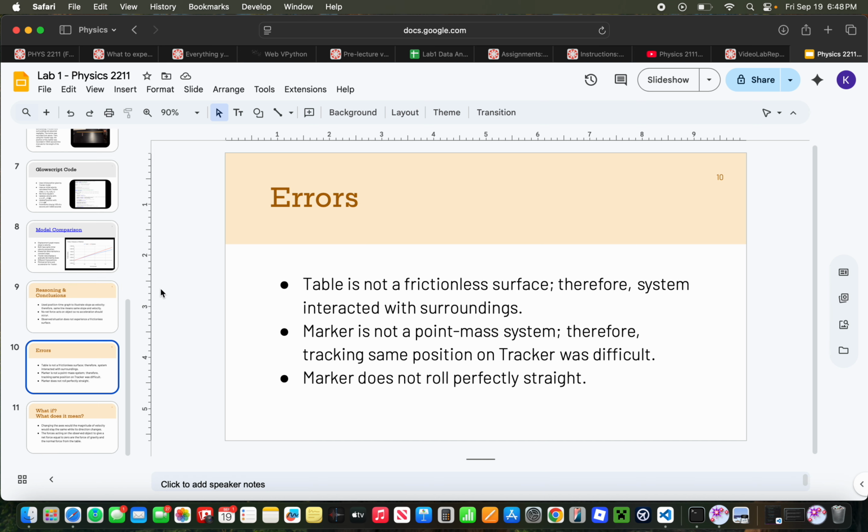And so the errors we had is the table is not a frictionless surface, therefore our system interacted with its surroundings and we had friction. And the marker is not actually a point mass system, therefore tracking the same position on the marker every time interval was difficult. And then the marker does not roll perfectly straight, as it has a little bit of a flared end, so we could have chosen a better object, and we could have chosen a better surface as well that was more slick or frictionless.